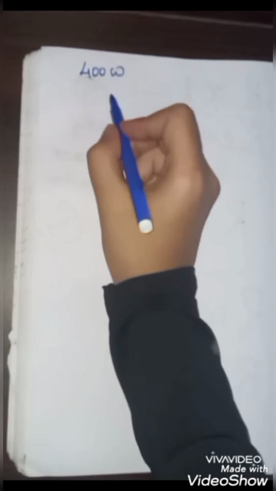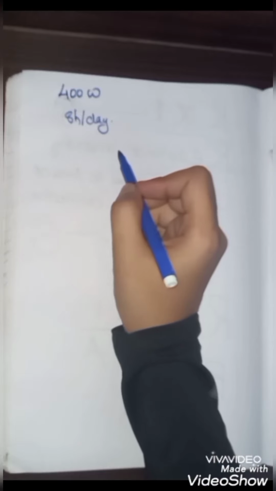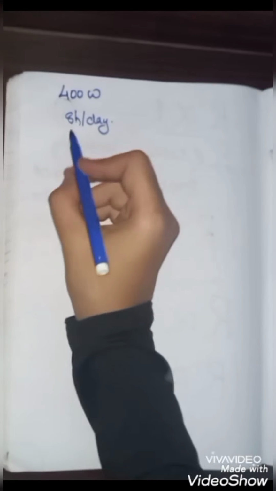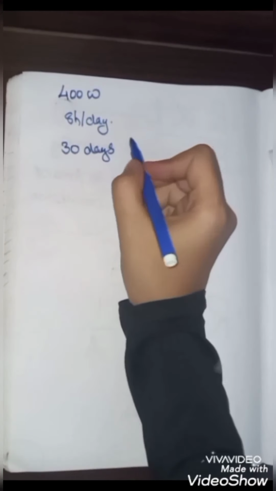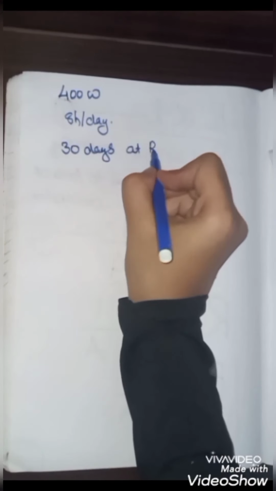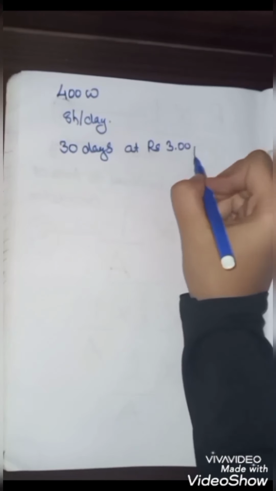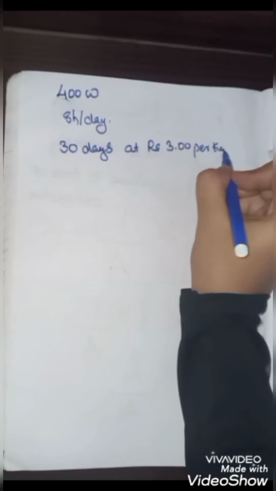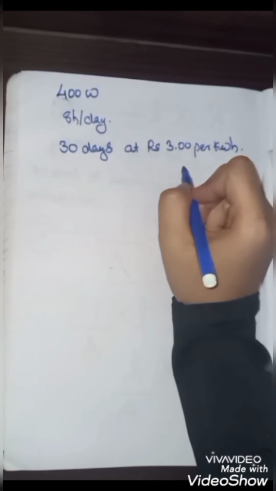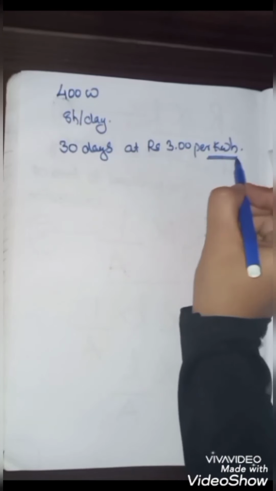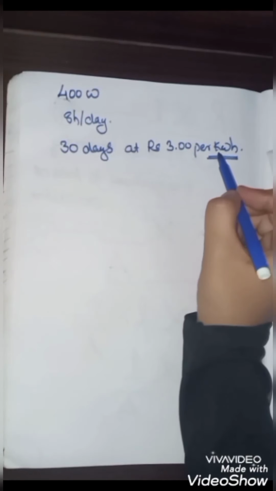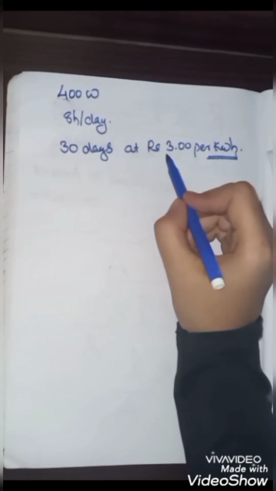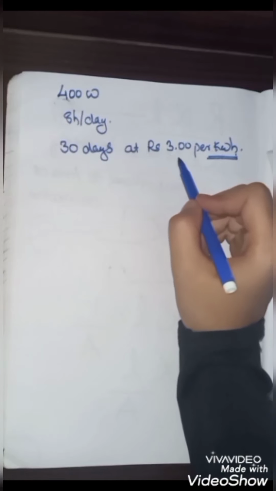Okay, what is the cost of energy to operate it for 30 days, at rupees 3 per kilowatt hour? We will get the answer in watt hour, and we have to change it into kilowatt hour to calculate the cost of the energy.